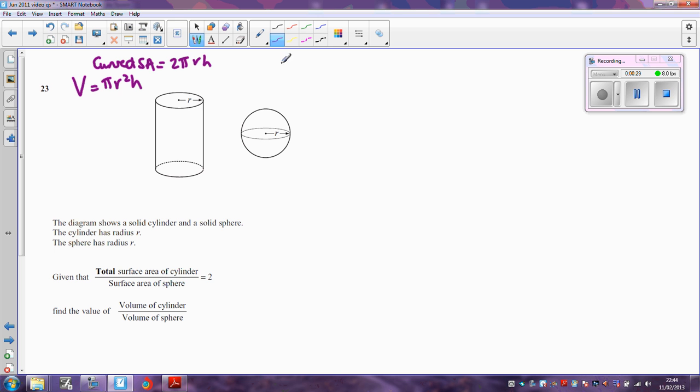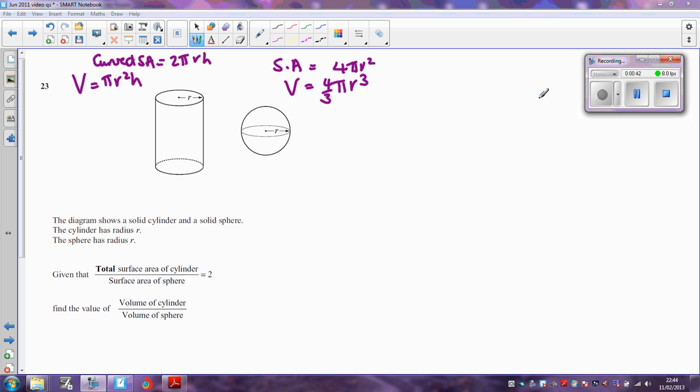And for a sphere, the surface area is, and again they give you this, 4 pi r squared, and the volume is just 4/3 pi r cubed. Now, what we have to be careful of here is the fact that it says the total surface area of the cylinder. In other words, we've got to add on the circles at the top and the bottom of the cylinder. So let's plug some formulae into here.